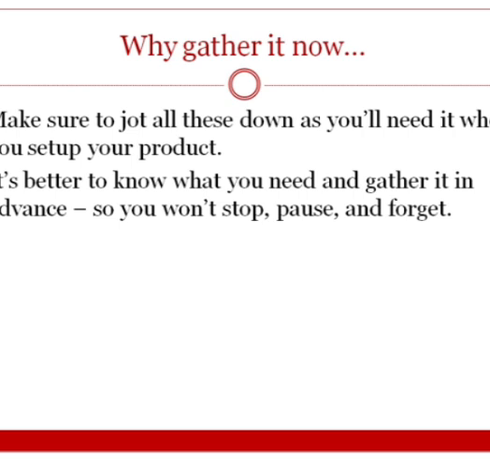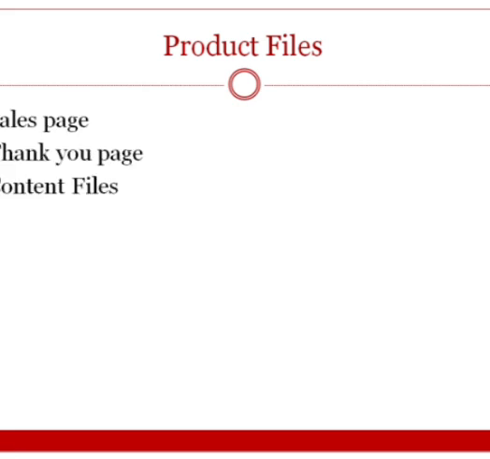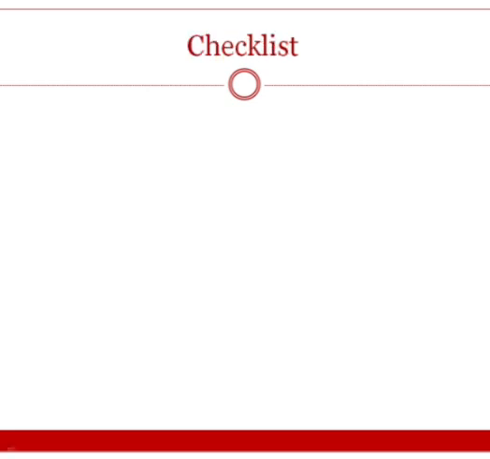My goal is to get your product onto JVZoo, but you have to do it yourself. So I've created this video course as easy as possible so that you're going to be able to do that. So let's talk about product files. I talked briefly about this earlier. You're going to need, of course, a sales page, a thank you page, content files, whatever that might be, videos, PDFs, reports, ebooks, and so forth. You're going to need those in hand.